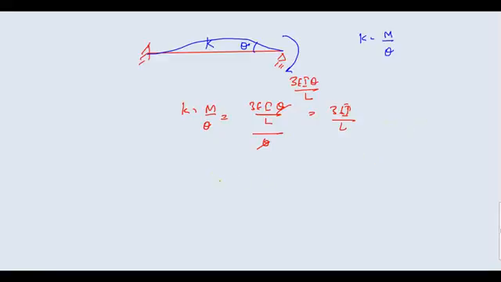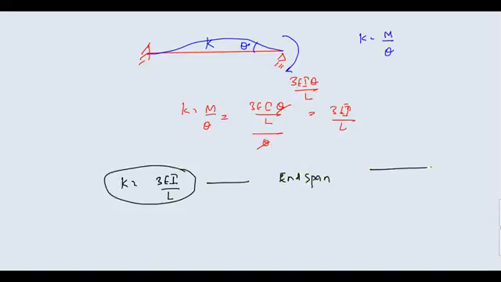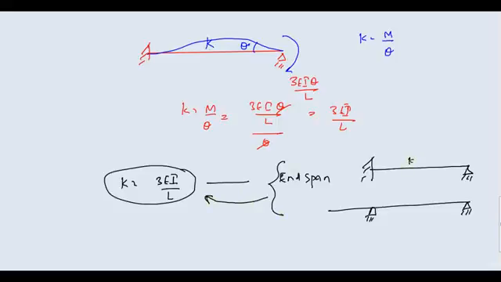So your K is coming out to be 3EI by L, and this is valid for what? End span. End span means either you have a fixed support here and at the end a pin joint, or you have a continuous pin joint here and one pin joint at the end. For this type of span, your stiffness is equal to 3EI by L.